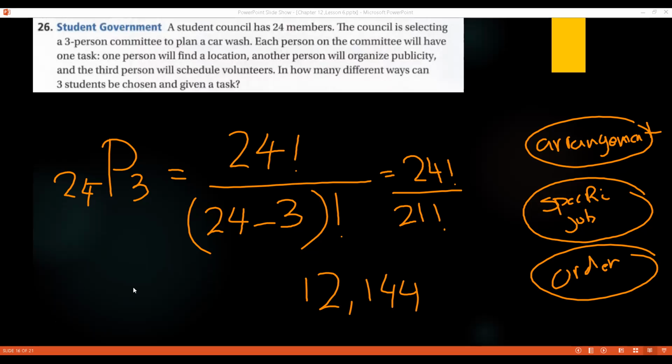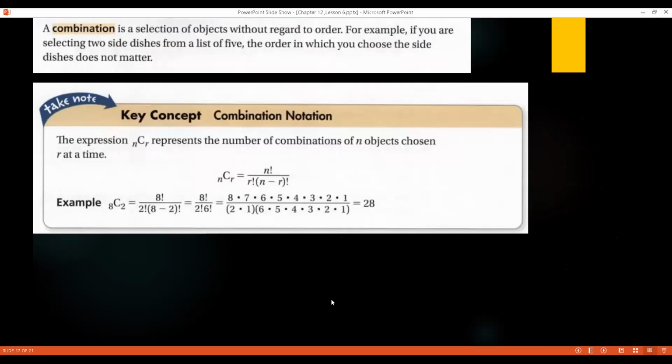Now, let's talk about now the combination. Combination, that means a selection of objects without order. I will not tell you, I want the first girl to be a math leader, and the second one to be science. I will not give you a specific job. Or I will not ask you, I want to arrange the box in order. I want to choose any box without order.